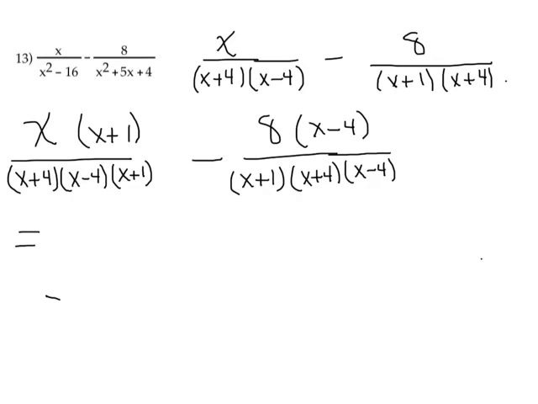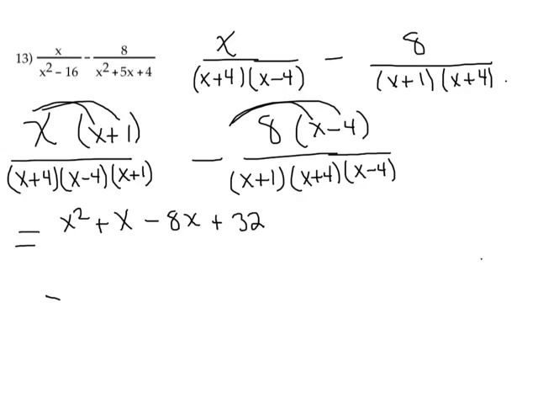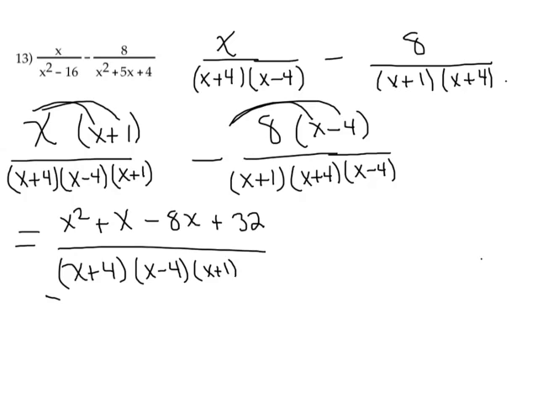So let's see here. I have x times x giving me x squared, x times 1 giving me x, so x squared plus x. I have a negative 8 in this case. Negative 8 times x is negative 8x. And negative 8 times negative 4 gives me a positive 32, so plus 32 here. So I combine those terms. Again, everything is over x plus 4, x minus 4, and x plus 1. Very good.